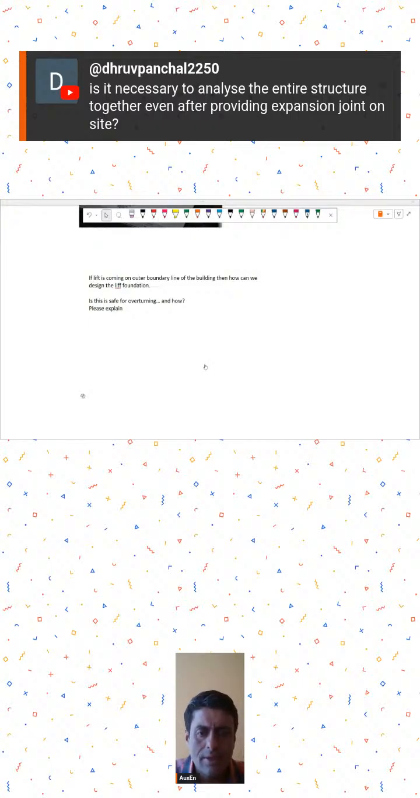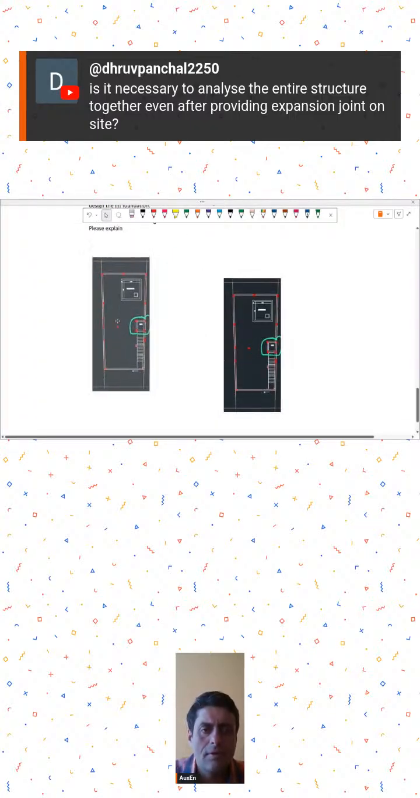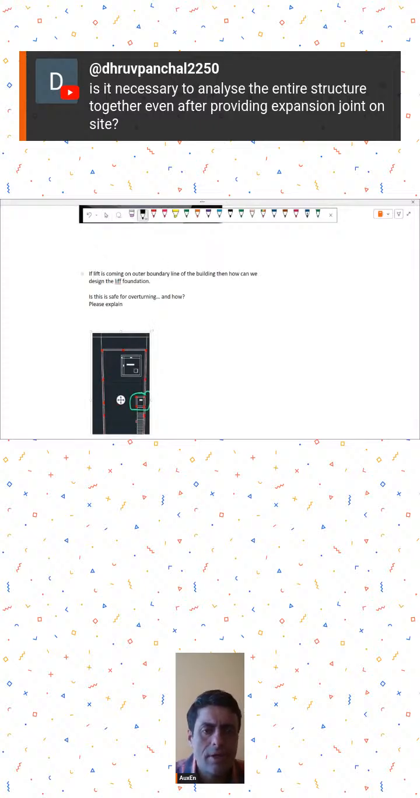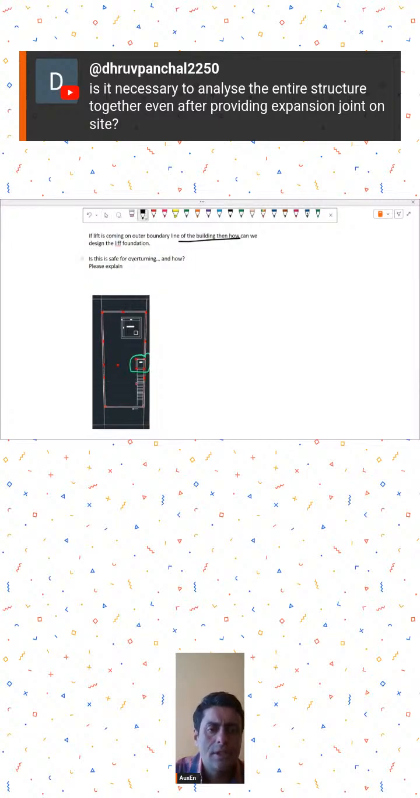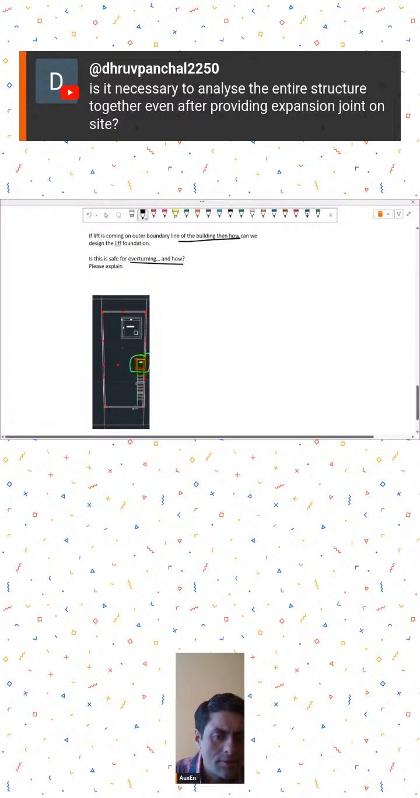Then Mr. Rohit Dogra has another query for which he has put this image. And what does he say? If the lift is coming on the outer boundary line of the building, then how can we design the lift foundation? Is this safe for overturning? So he has this lift coming right on the boundary, and then these are the columns. So overturning, why do you think there will be overturning first of all? Which overturning are you considering?